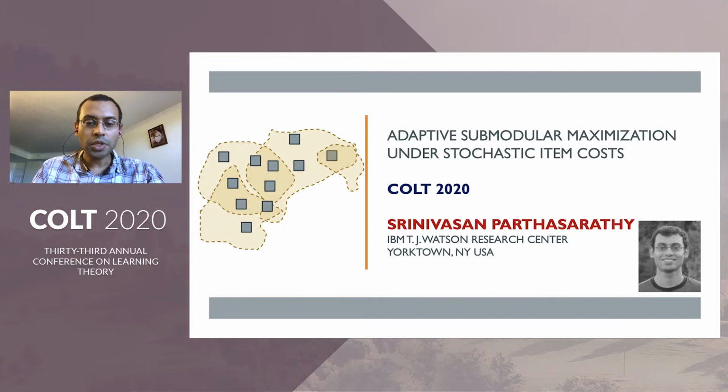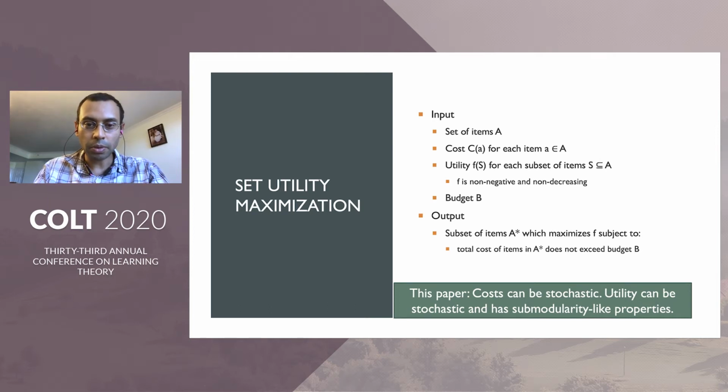Hi, my name is Srinivasan, and I'm going to be talking about adaptive submodular maximization under stochastic item costs. So what is this problem about?